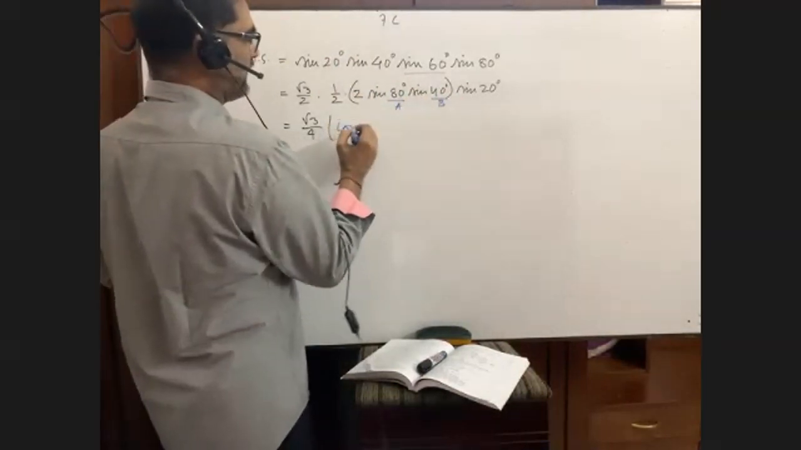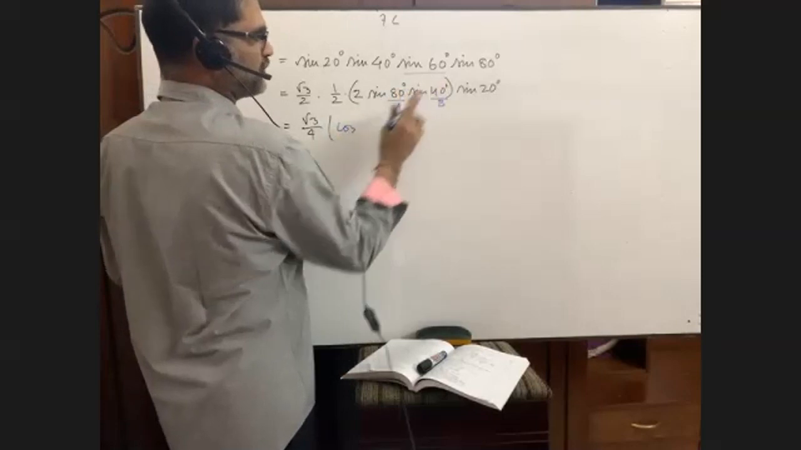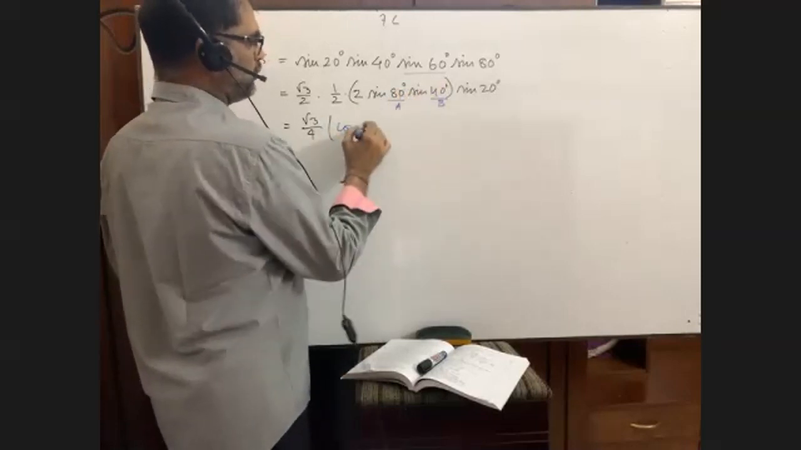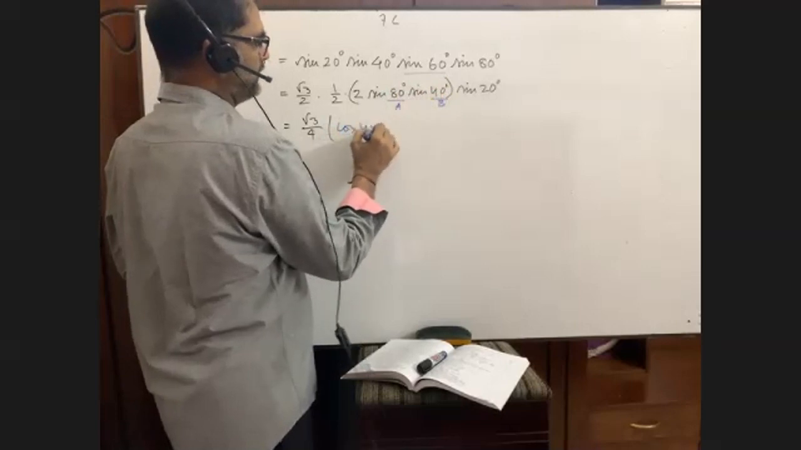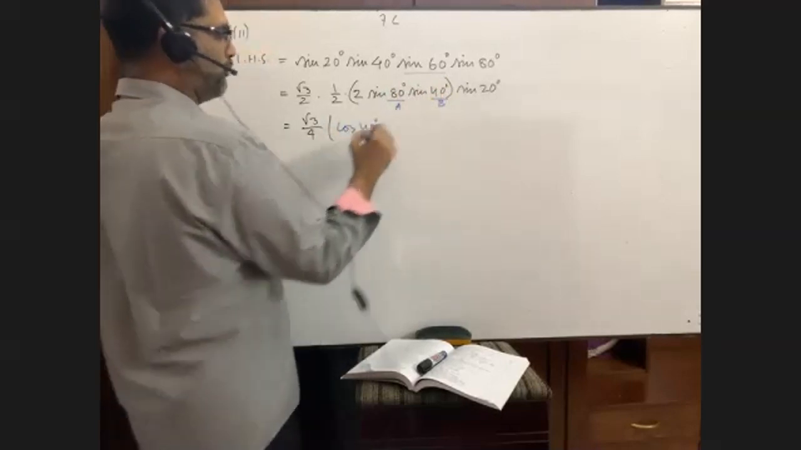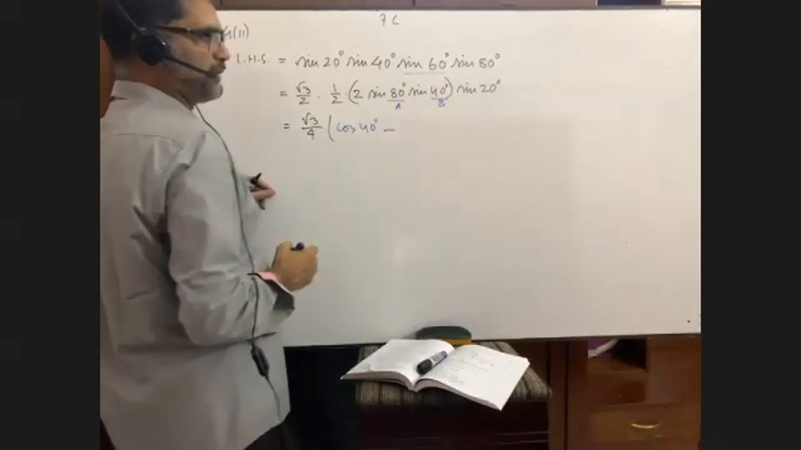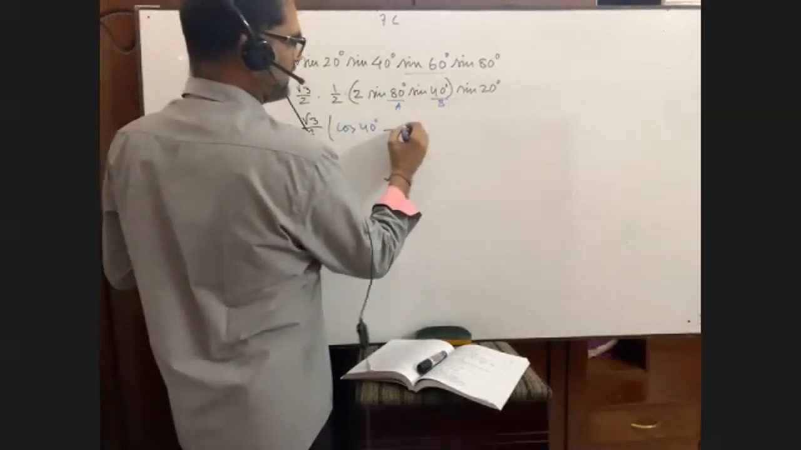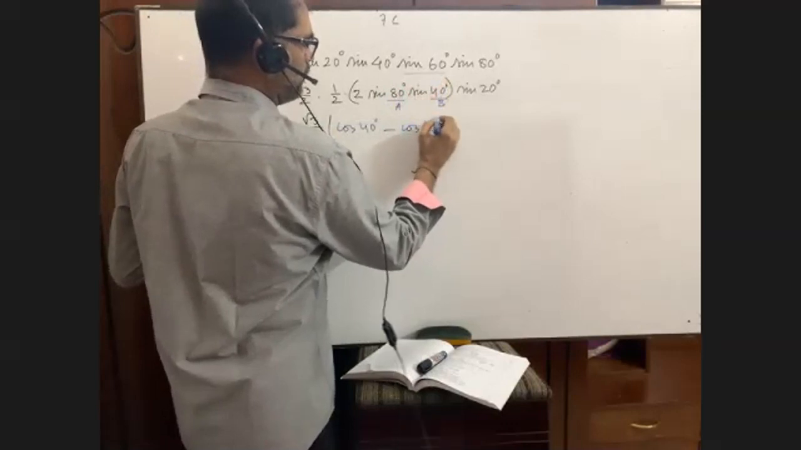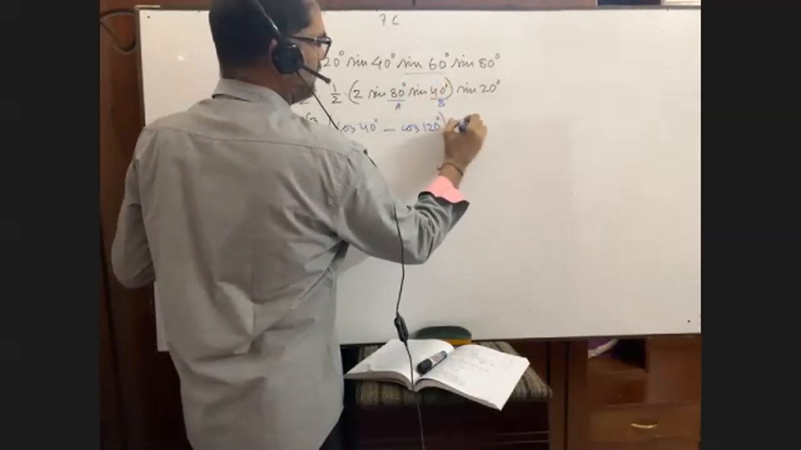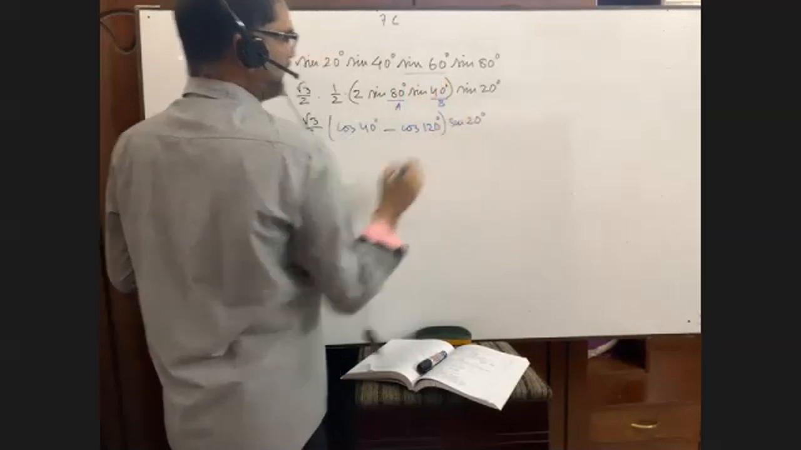Cos of A minus B. A minus B equals to what? 40 degree. Then minus cos of A plus B. 80 plus 40 equals to what? 120 degree. Okay.